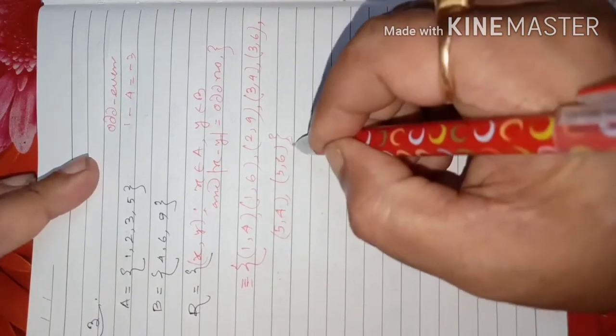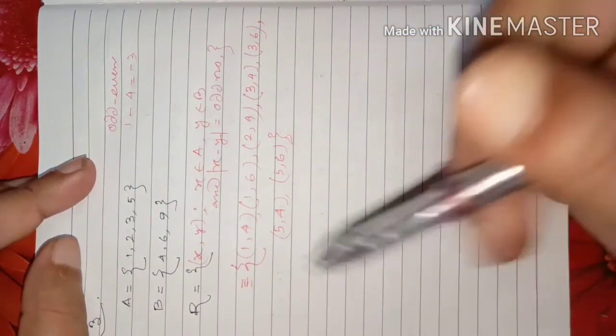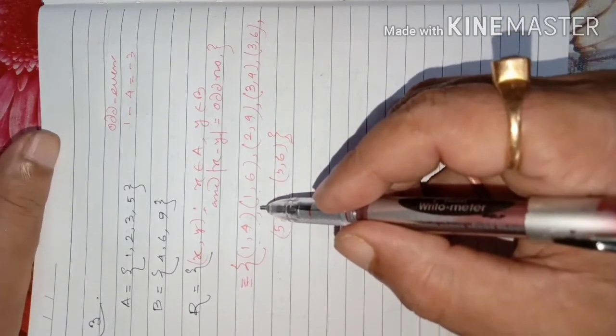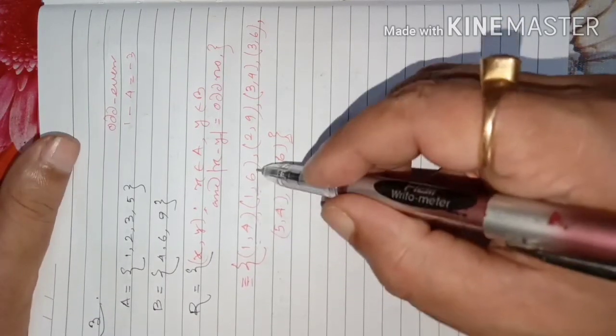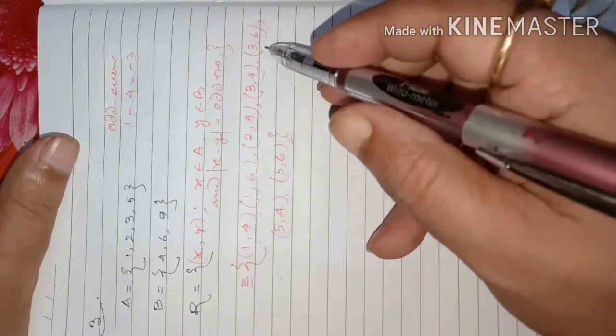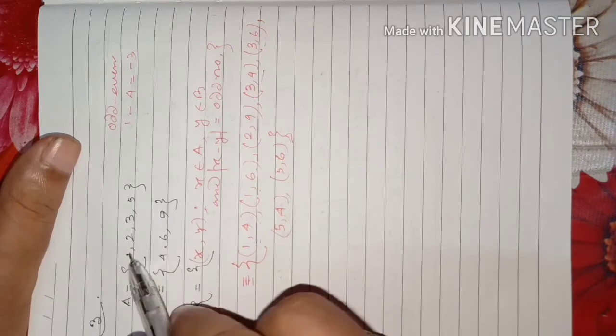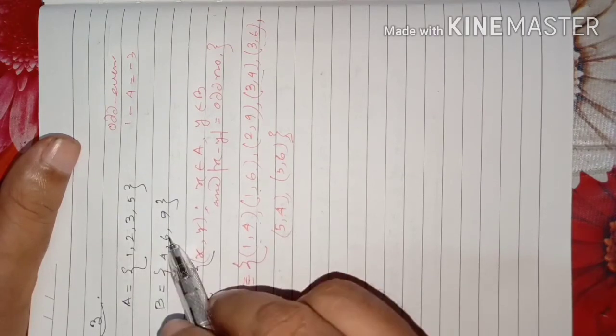So that is over. You see here (1, 4), (1, 6) and the rest have come, because the differences of these pairs are odd numbers. Their difference must be an odd number. So you have to check each one of these: 1 with 4, 1 with 6, 1 with 9, next 2 with 4, 2 with 6, like that.